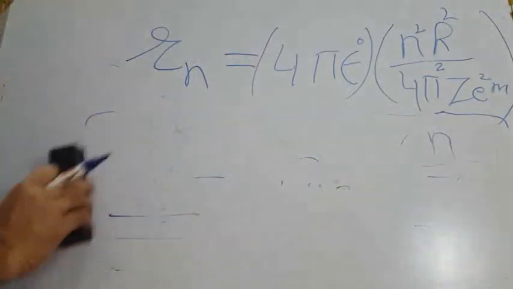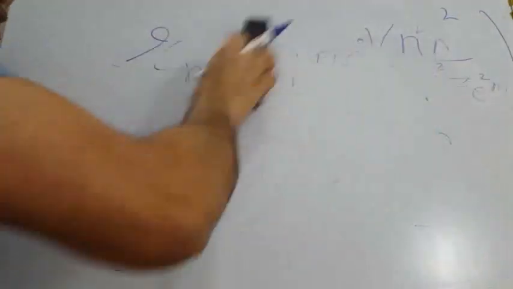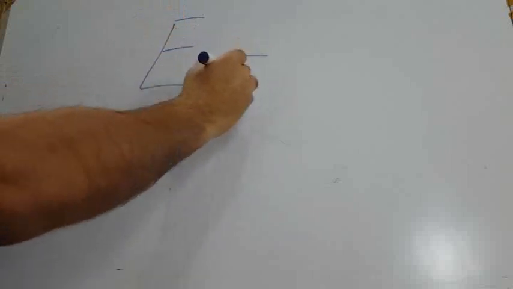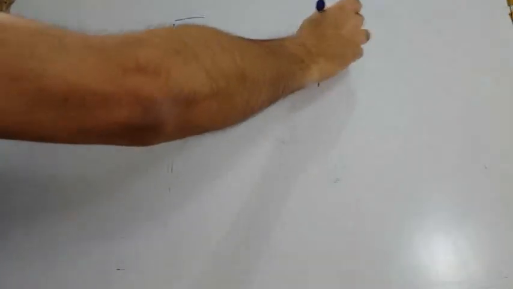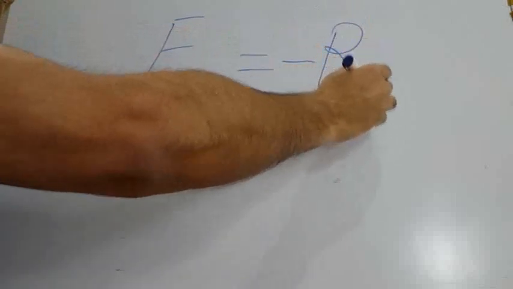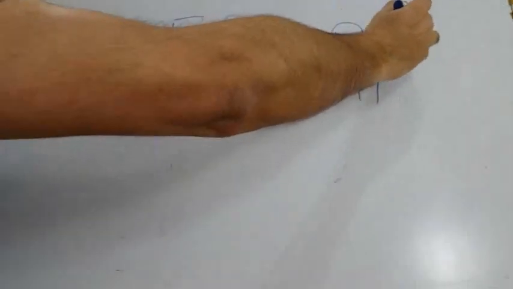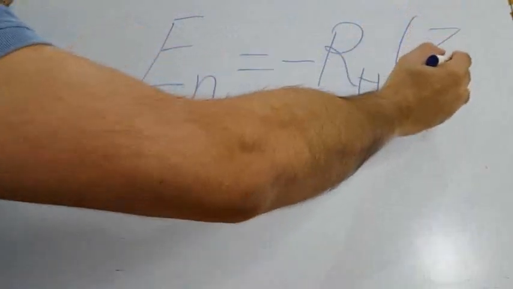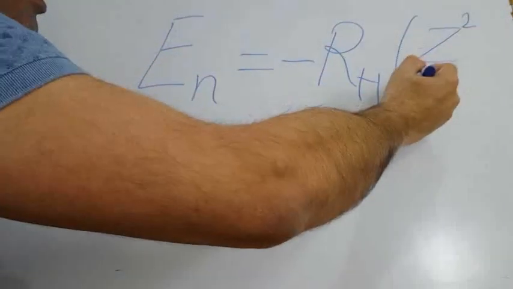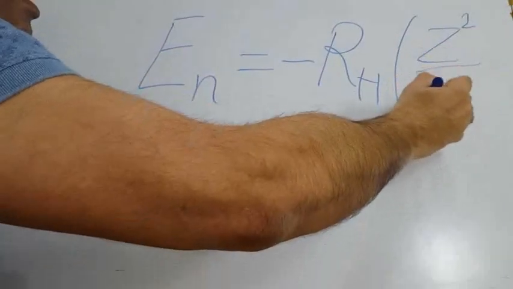Now I come to the next equation that you have to remember. Similarly, in the previous lecture, I derived the equation for energy in the nth orbit, and the total energy was minus RH, and I also explained where this RH came from, and in the bracket comes z square upon n square.